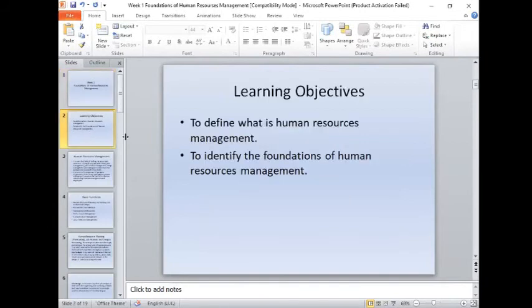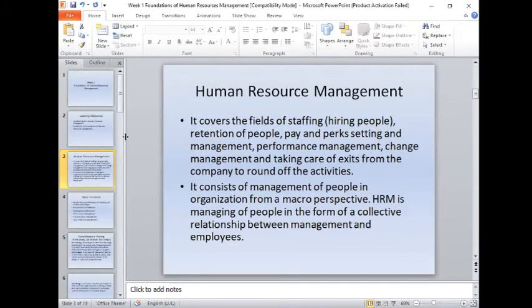So our learning objectives here are to define what human resources management is and to identify the foundations of human resources management. Of course, if we define human resources management with a simple definition, it's about planning, organizing, leading, and controlling of human resources. Planning is about how we create a job and how to fill up the manpower needed in the organization.